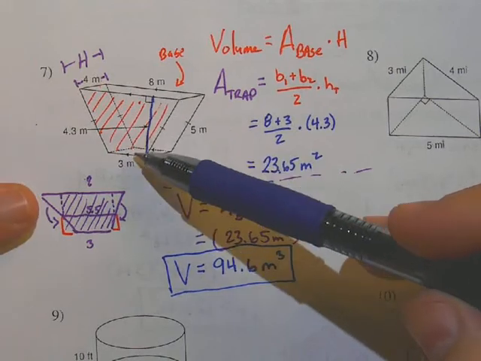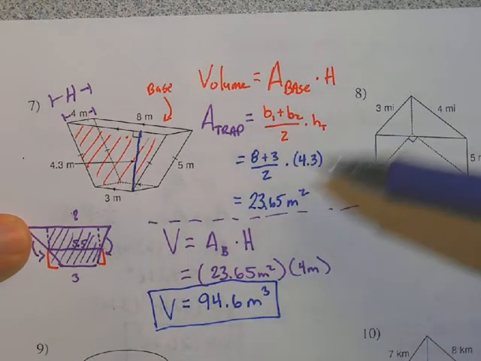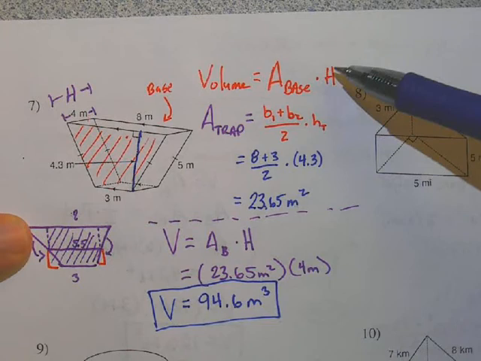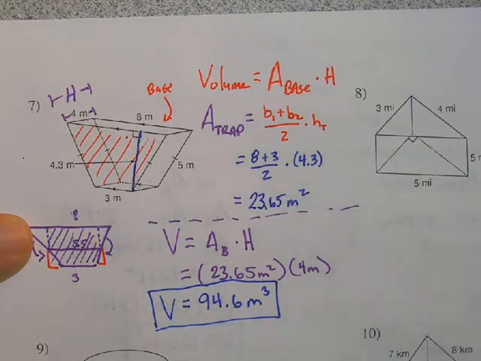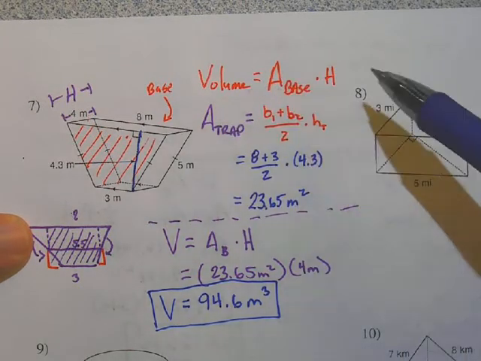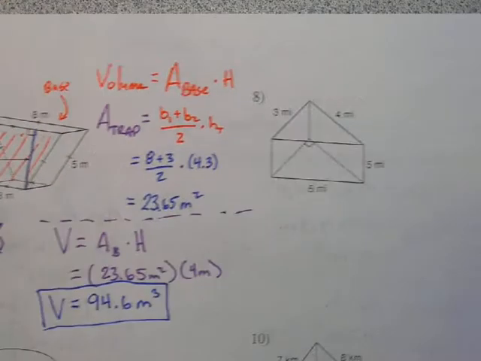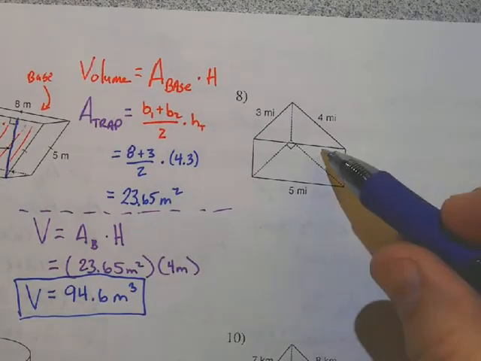These are much easier. Once again, there's really no set formula for this. You could do something like base 1 plus base 2 divided by 2 times h times big H, but it's easier just to say area of the base times the height.